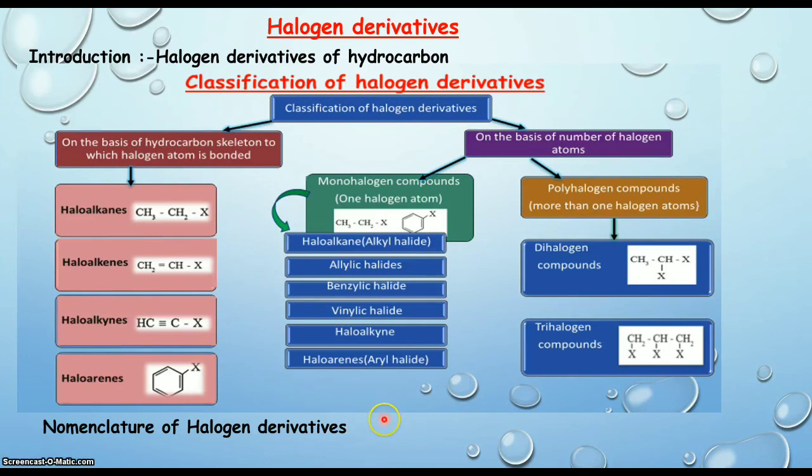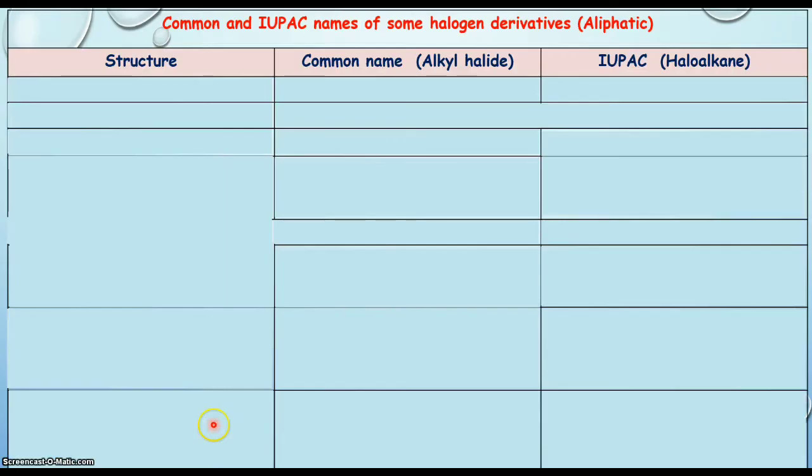For writing any chemical reaction, students, we must know the structure and the name of reactants and products. Therefore, the nomenclature topic is very important for chemistry. Students, let's continue with the nomenclature of halogen derivatives. In the previous lecture, we discussed a few rules of the common name and IUPAC name systems. So, today we will study different examples of halogen derivatives and their nomenclature.